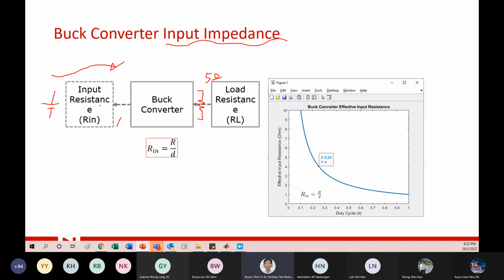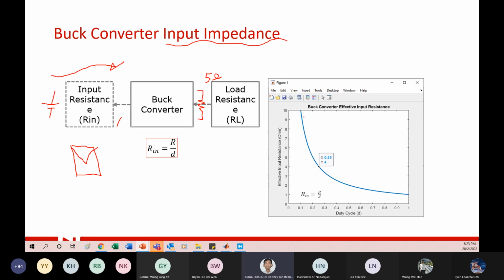Now, for normal battery operation, this is not important. But the important case is if your input is a solar PV panel, because solar PV is not a linear source. So by changing the impedance here, you can use this method to track the maximum power of the PV panel. And of course, I also did the graph to show the duty cycle and the input impedance.